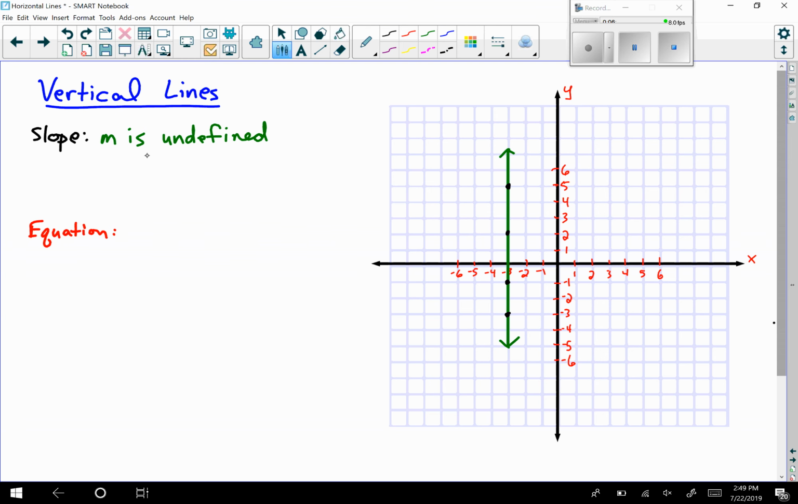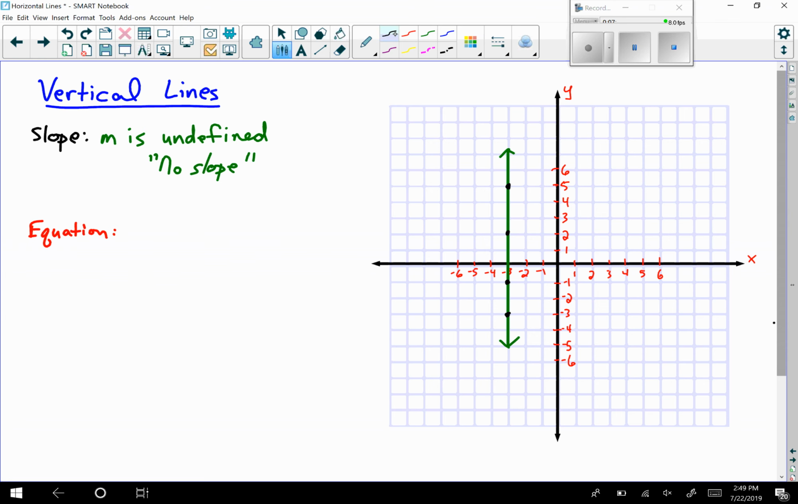In some textbooks, you might see the phrase no slope. Sometimes that can get confusing with a slope of 0. So I tend to stay away from it, but it goes along with a vertical line. So a slope that's undefined means that the line has no slope. There's no number associated with it.